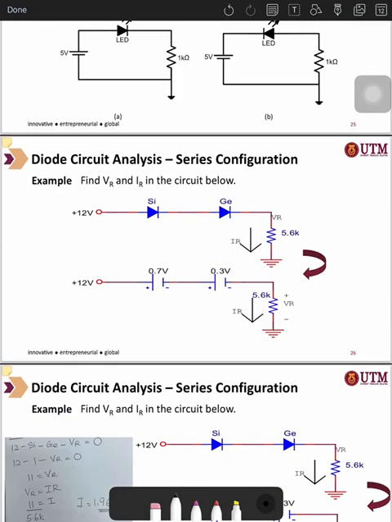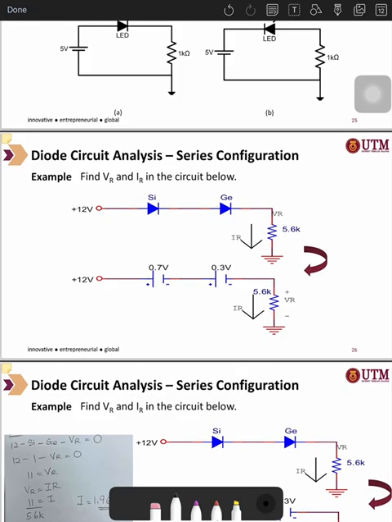All right, now the diode circuit analysis. This is the example. Here you have a silicon diode and a germanium diode connected together. You have to know that the barrier potential for silicon is 0.7 volt, meanwhile for germanium it is 0.3 volt. You have to include these when you want to solve this diode circuit.